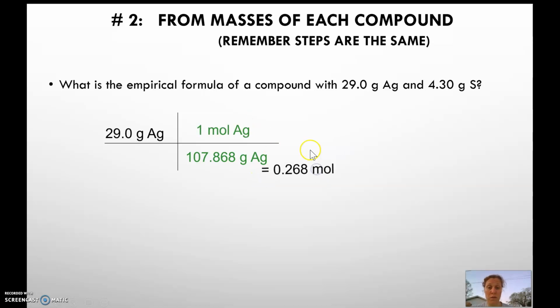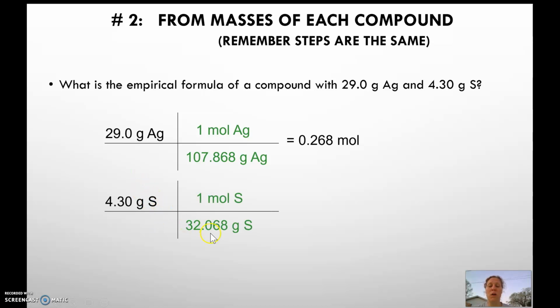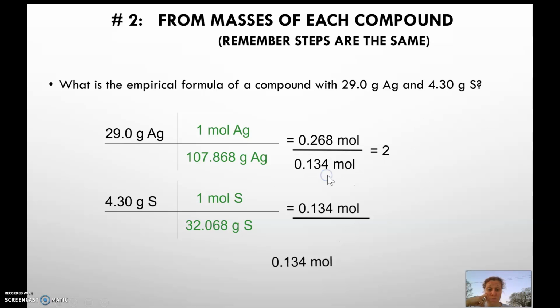29.0 grams of silver times 1 mole over 107.9 grams is 0.268. Again, 3 decimal places, because that gives a better mole ratio when you divide. 4.3 grams of sulfur times 1 mole over 32 grams, again diagonal, ignore the 1, is 0.134. So that's mass to mole. And then divide by smallest. Divide by 0.134, and that gives 2 for silver and 1 for sulfur. The last step would be multiply till whole.